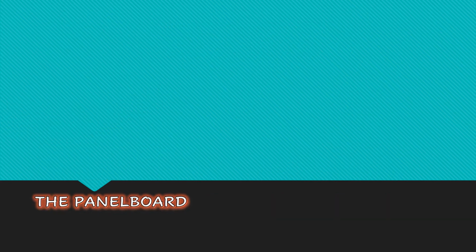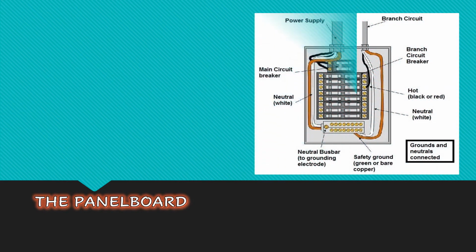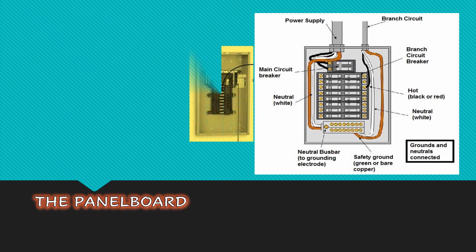First, we will discuss what a panel board is. This is a panel board, as you can see, and this is a part of a panel board showing the power bus bars where the circuit breakers or the overcurrent protection devices are installed.